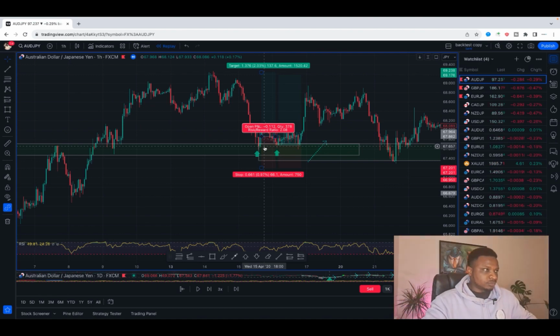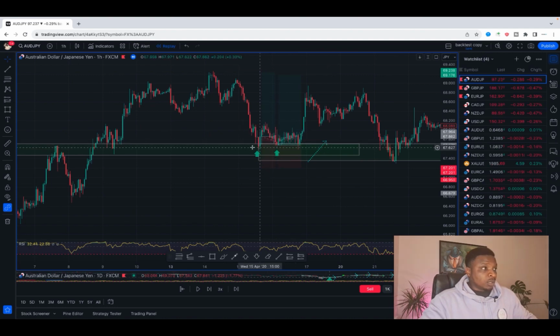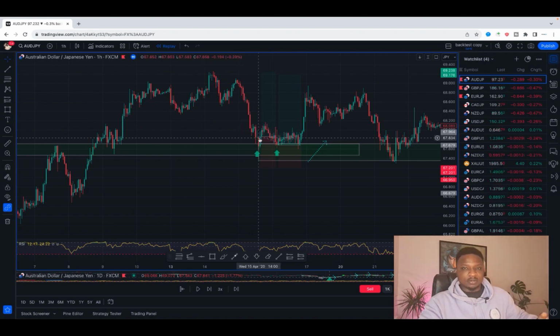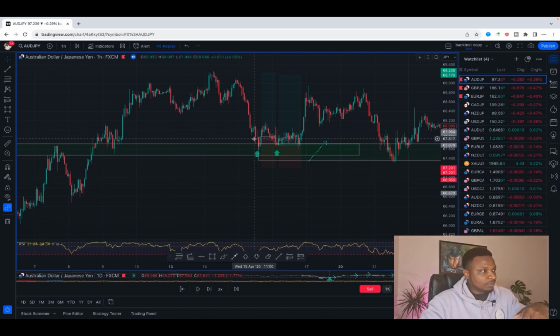So anyway, little segue. Figure out this is the structure level. This is our entry point, the candle right here. I use an H3C or higher high, higher close candle, or L3C, lower low, lower close candle. If you don't know what that is, I'm going to put some videos in the description, or check out my previous videos. You will find exactly what I mean by that.